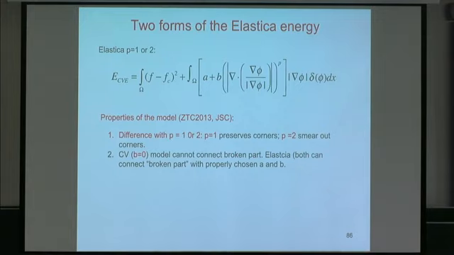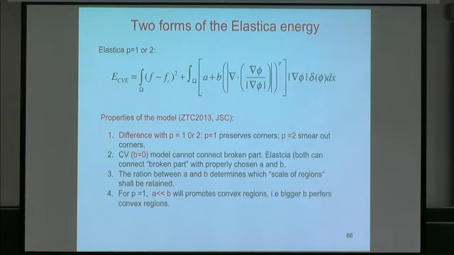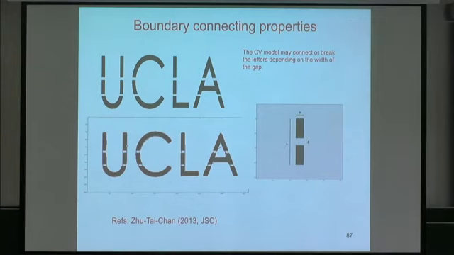But for the Elastica, we show that no matter how big the gap of the broken part is, if you just take the ratio between A and B properly, you can always connect the broken parts. And this is given. Also, the ratio between A and B determines which scale of the region will be retained. If the ratio differs, different scales from the image will disappear or be retained. Especially, if you take B very, very big, then your segmented region will be convex. I will try to explain this point more. Mostly we are giving this one by examples.